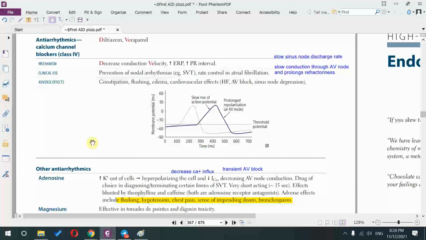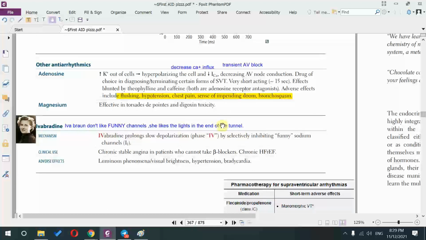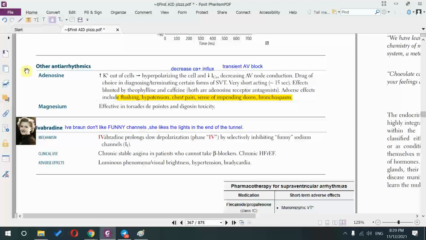Okay, so it makes sense. There is a slow rise in the action potential because of the decreased slope. Prolonged repolarization at the AV block. Why? Because of the increased refractory period. Excellent. And you have a much slower rate. So for AFib, this seems like amazing. Rate control stuff.